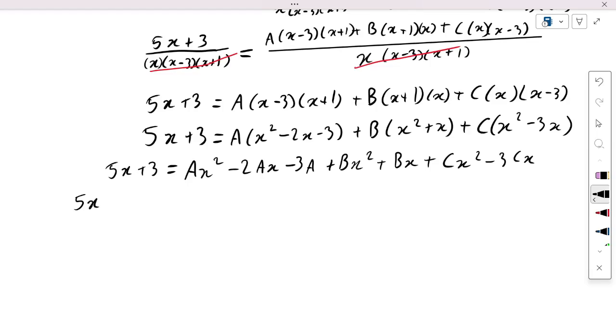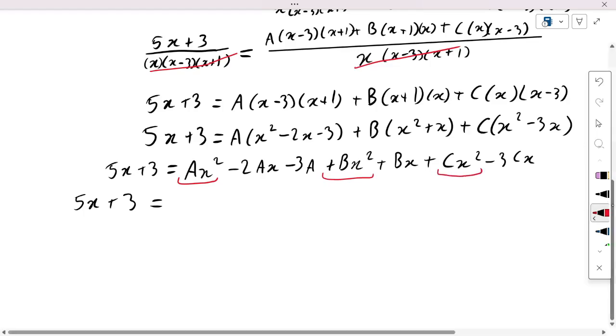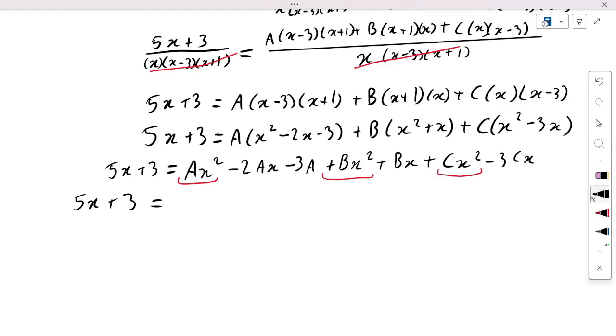We're going to have 5x plus 3 is just going to be equal to, what do we have over here? Let's look for all the x squares. Well, we have ax squared, and then we have bx squared, and we have cx squared. But note how we can actually just take x squared as a common factor. So therefore what we're going to have is positive a plus b plus c, which all falls under the term of x squared.